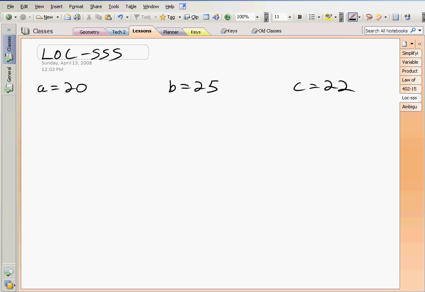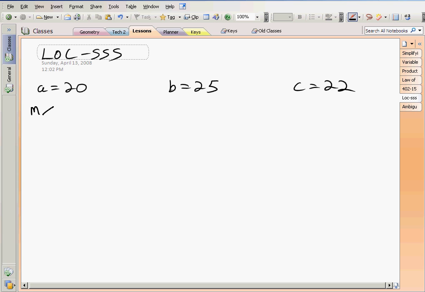In this screencast, I'm going to solve a triangle given side, side, side using the law of cosines. As you can see in this example, I'm given side A is equal to 20, side B is equal to 25, and side C is equal to 22. That's why it's called side, side, side. When I say solve, I mean I'm trying to find the missing measures. The unknowns are the measure of angle A, the measure of angle B, and the measure of angle C.